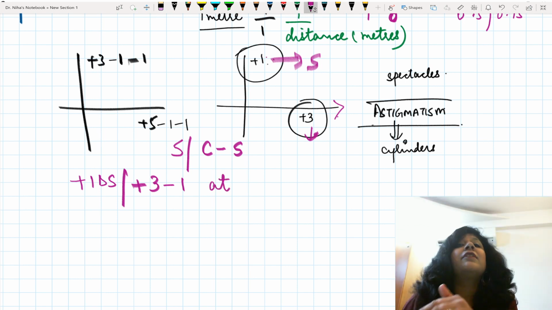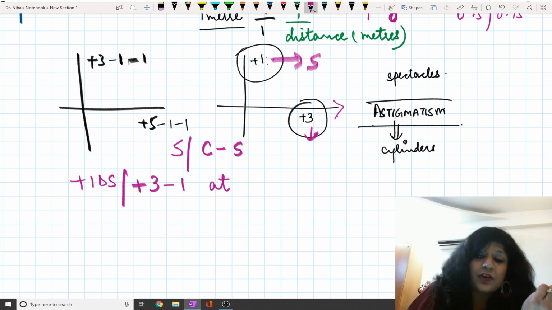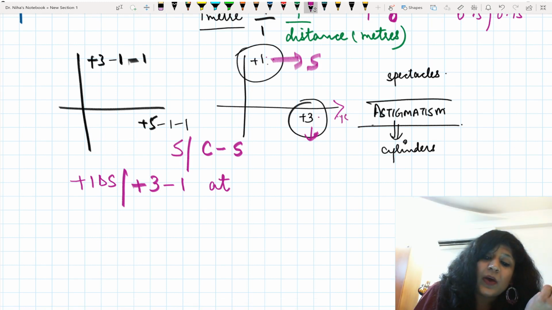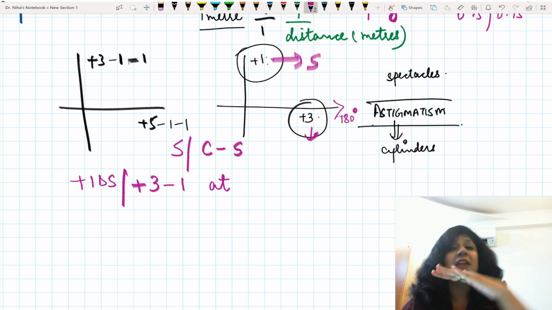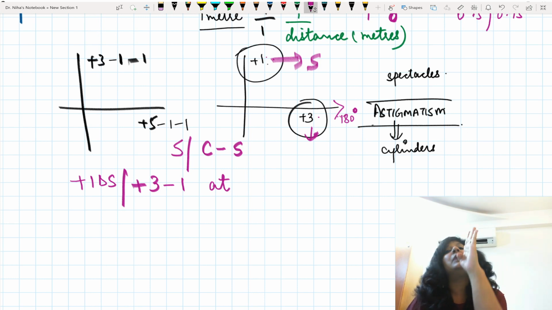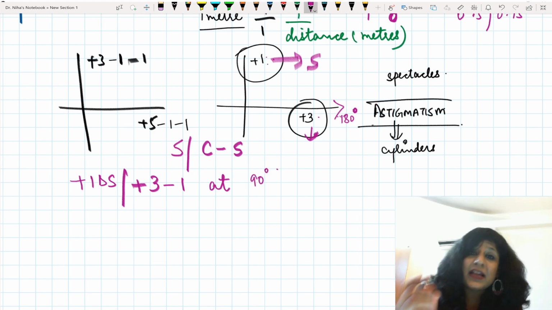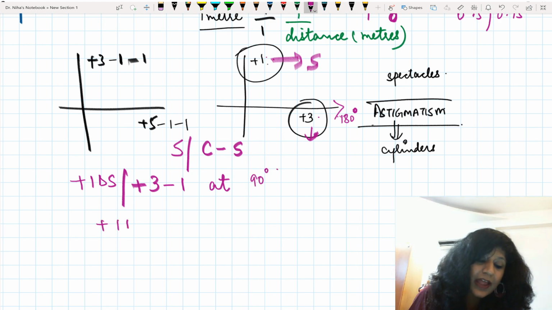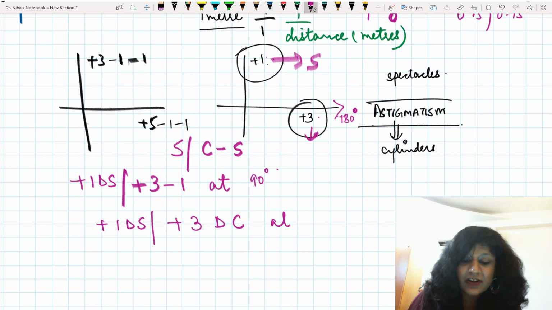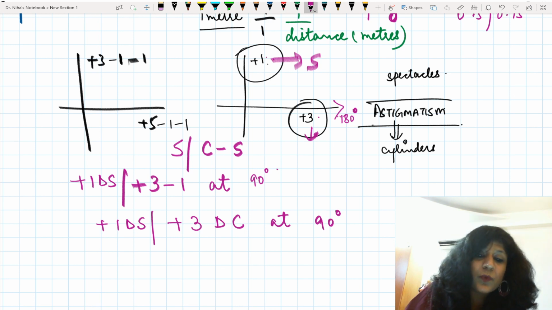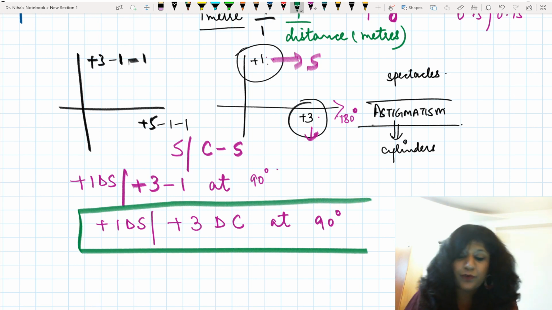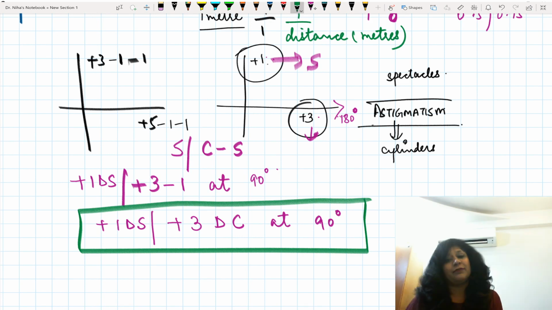Now this you have to give at a perpendicular axis. Why? Now see here, this cylinder is at 180 degree. Now if I give it at 180, it will act perpendicularly, that is 90. Okay, so if I want the cylinder to act at 180, I will have to give it at 90. So give it at 90 degree. So my specs correction will be +1 diopter spherical and +3 diopter cylinder, which is given at 90 degree. So this is one form of the spectacle prescription that I can give.